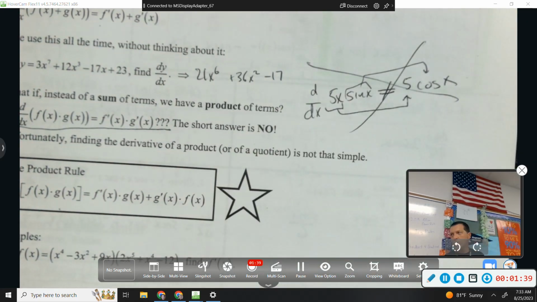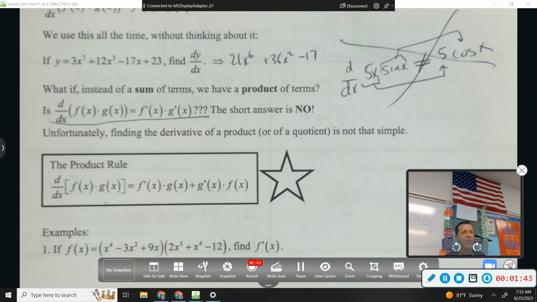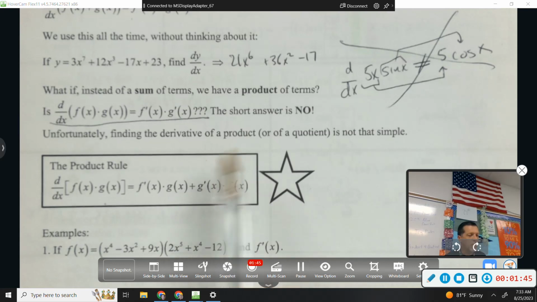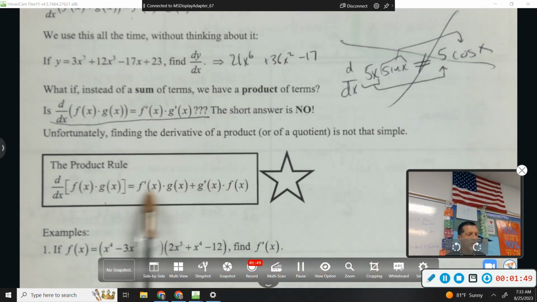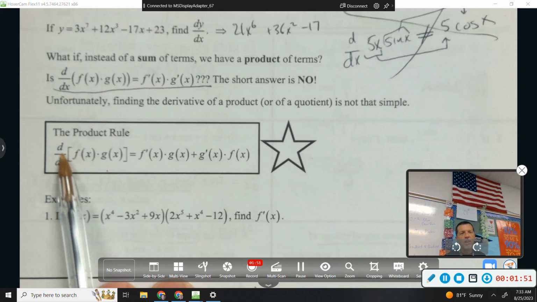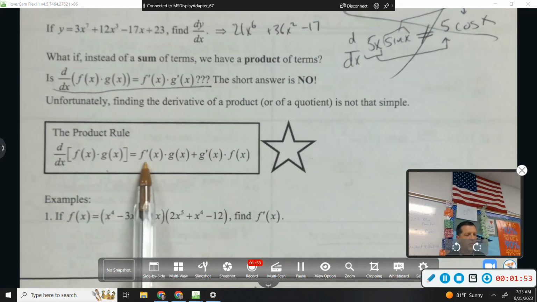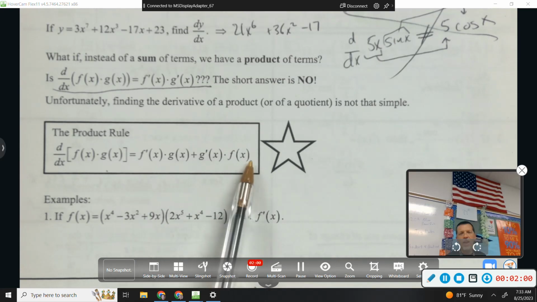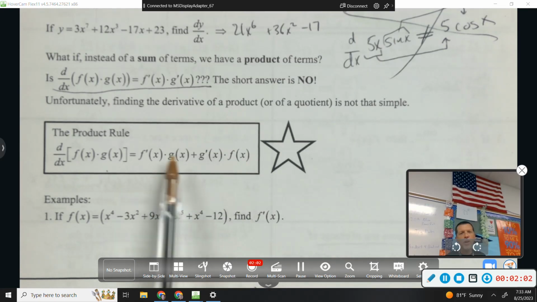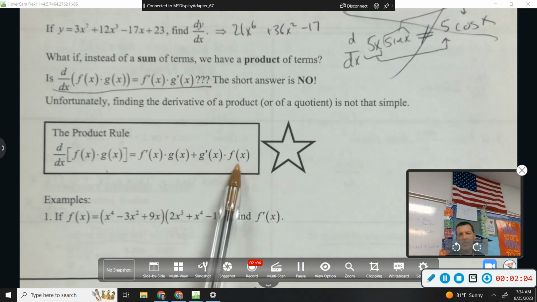So for multiplication and division, you can't do what you think you ought to be able to do. The things you're able to do with adding and subtracting, you can't do with multiplying. So here's our product rule. The derivative of f times g. There's a lot of letters in here, but basically ignore the x's the first time through. It's f prime times g plus g prime times f.